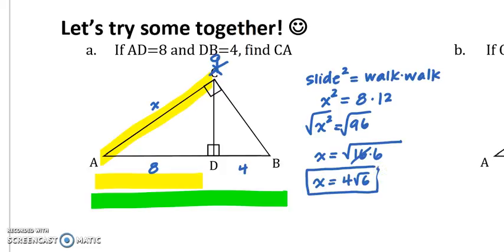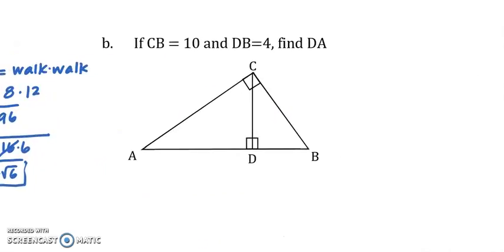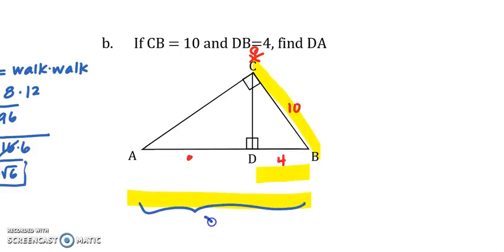So much quicker than setting up those similar triangles. Let's go ahead, let's try a few more together. All right, on this problem, they give me CB equals 10, so that's somewhere Pete would slide, right? So that's a slide. They say DB equals 4, and what I'm missing is this little piece here. Now, if Pete slides down 10, slide squared equals walk times this whole walk. So if I can find this missing length x, then I can certainly find AD, right?